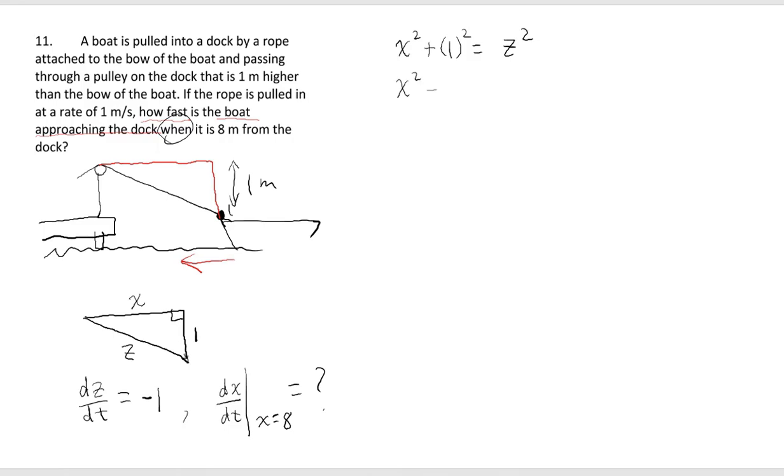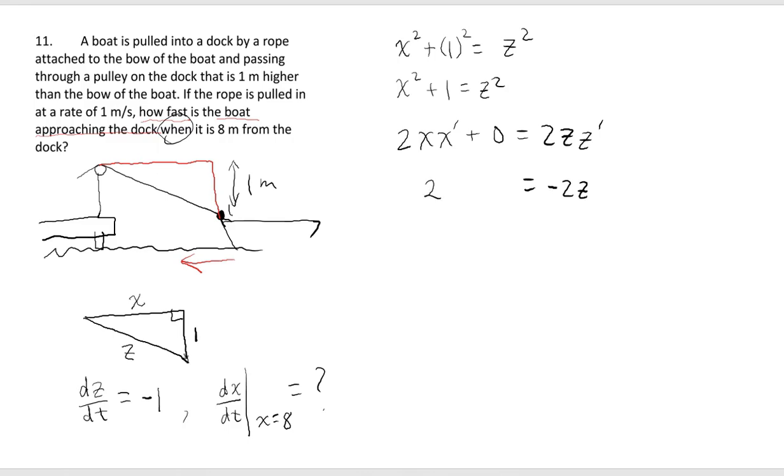And that gives us x squared plus 1 equal to z squared. Then we differentiate this, which is 2x x prime. The derivative of 1 is 0. 2z z prime. I do know that z prime is negative 1, so let's put that in there. So negative 1 here gives negative 2z.